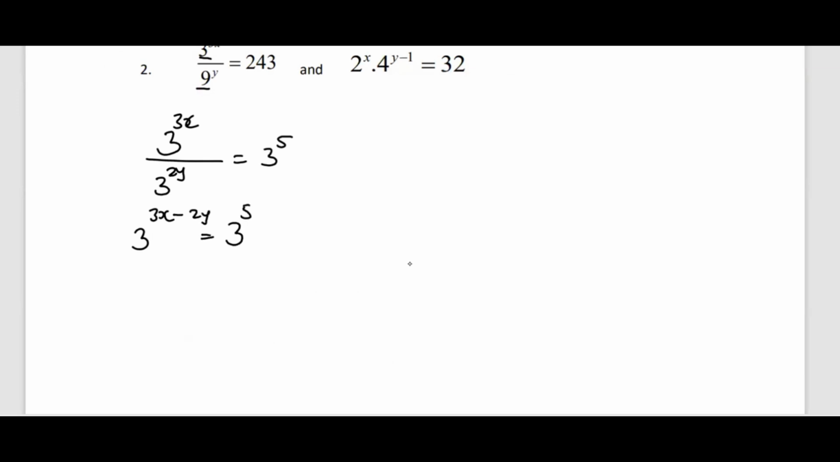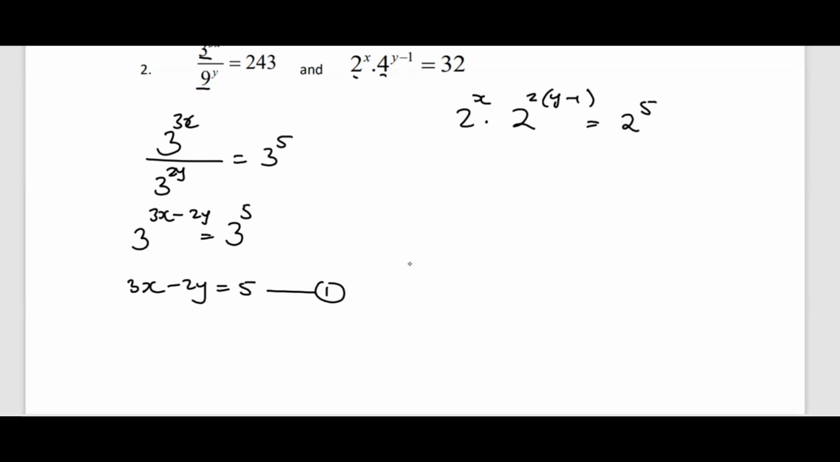Now, if the bases are the same, which means even the exponents have to be the same. So 3x minus 2y is going to be 5. Okay, let's call that equation number 1. And then let's come to the second equation and do more or less the same thing. Let's create bases of 2, because the smallest base is a 2. So that's going to be 2 to the x. This is going to be 2 squared with y minus 1 is equal to 32, which can be written as 2 to the exponent of 5.